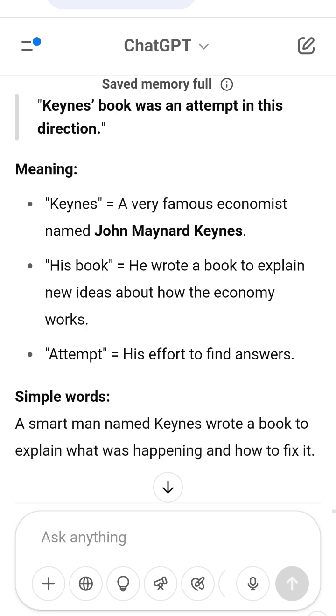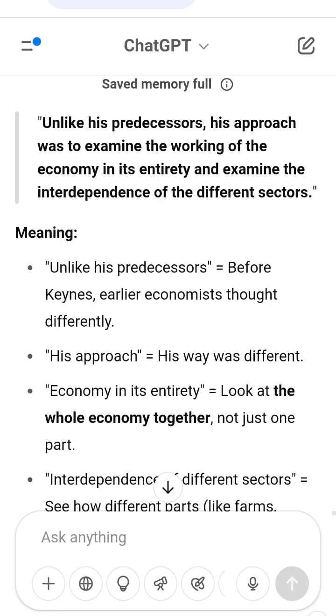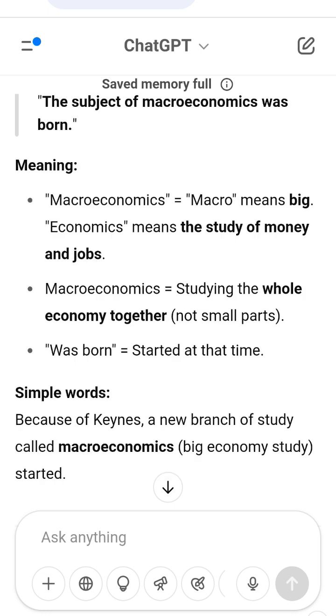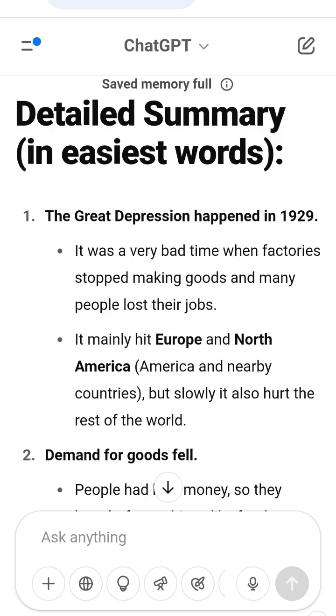6. Keynes brought a new way of thinking. A very smart economist, John Maynard Keynes, wrote a book to explain how economies work. Instead of looking at small parts separately, Keynes looked at the whole economy together. He showed that different parts of the economy are connected. Factories, workers, shops, farms, all depend on each other.